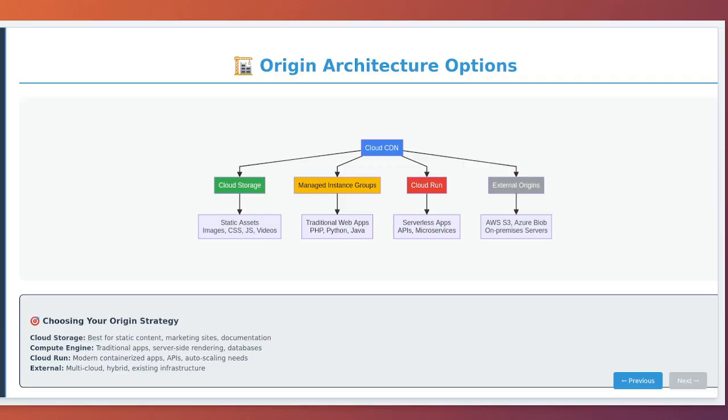I often see hybrid approaches. Static assets in cloud storage, APIs on Cloud Run, and legacy applications on Compute Engine, all fronted by a single CDN-enabled load balancer.